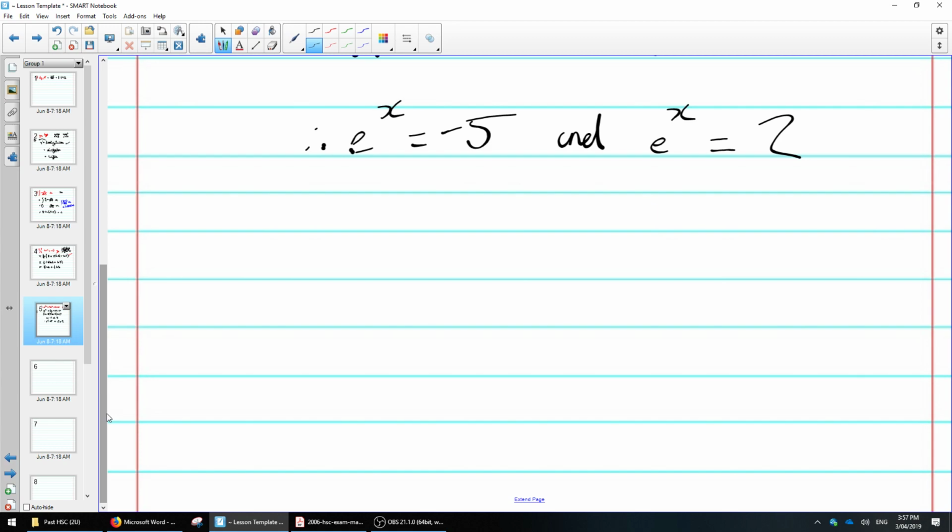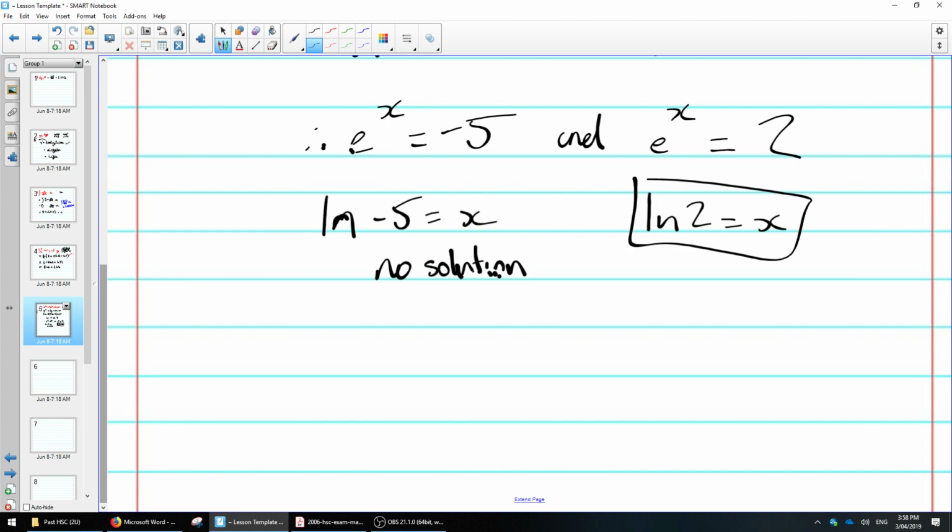Change to logarithmic form. So we get log base e of negative 5 equals x, and log base e of 2 equals x. So there are my two solutions. Except, which one doesn't exist? That first one. e to the power of x can never be negative. If you put ln of negative 5 into your calculator, it will give you a math error. So therefore, x equals ln 2 is the only solution.